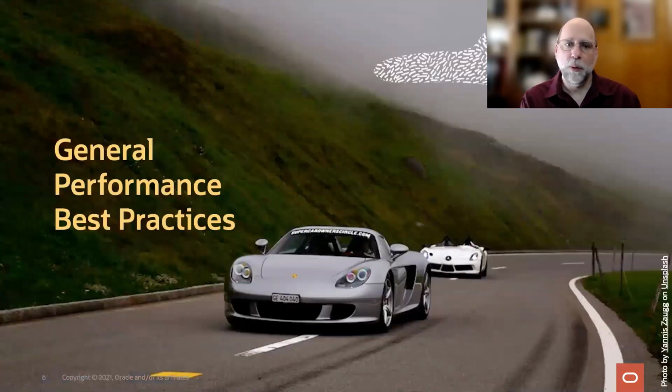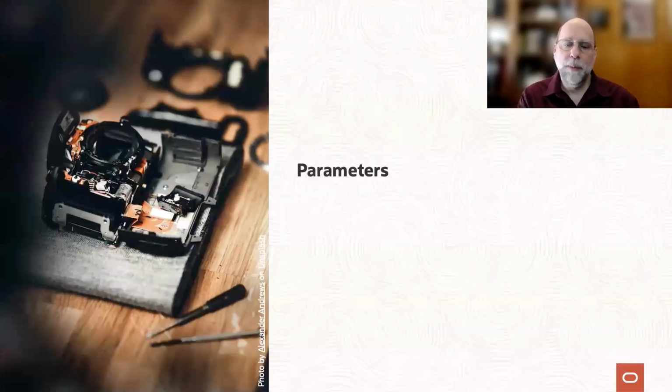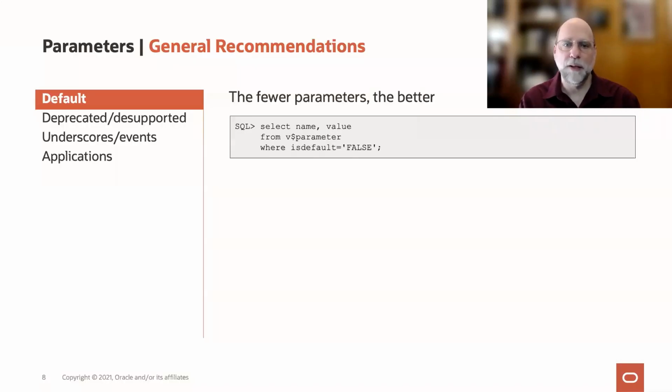So the first thing we're going to talk about is some general high-level best practices around performance. And we would be remiss if we didn't start with parameters. We know that customers often want that key parameter that's going to make everything run fast and flawless. But really, our general recommendation is to use the defaults wherever possible. The fewer parameters that you set, the better, because the more you're running on the defaults, the more you're running in the environment in which we develop and test the database.